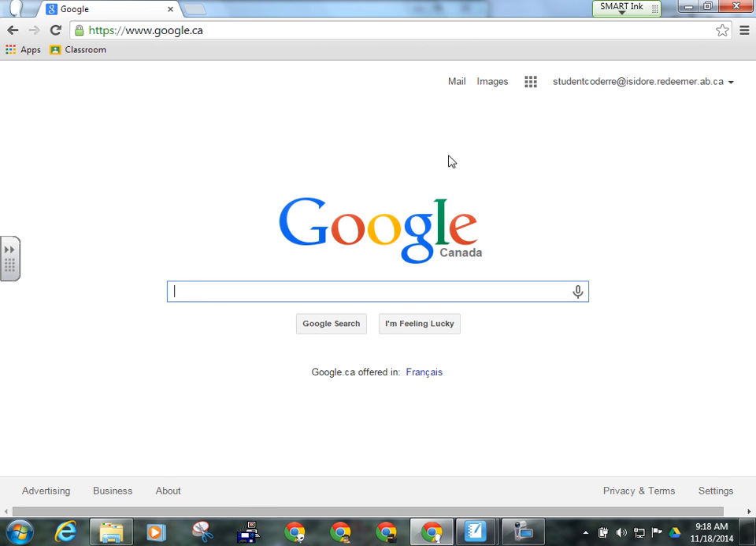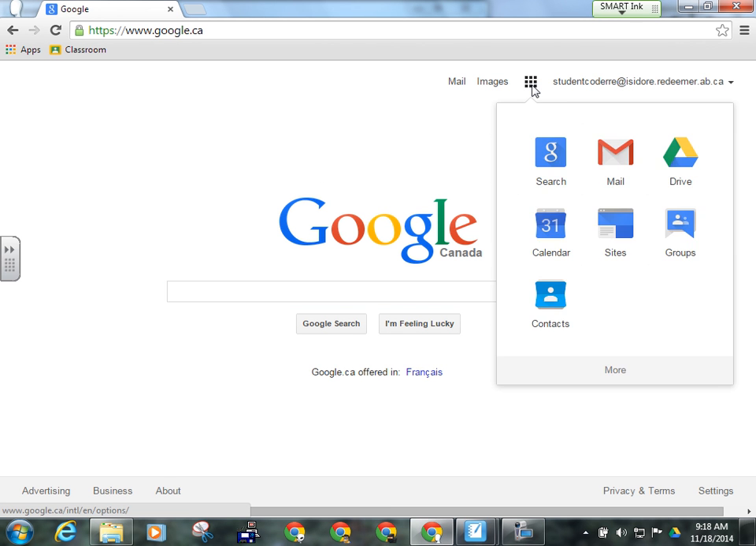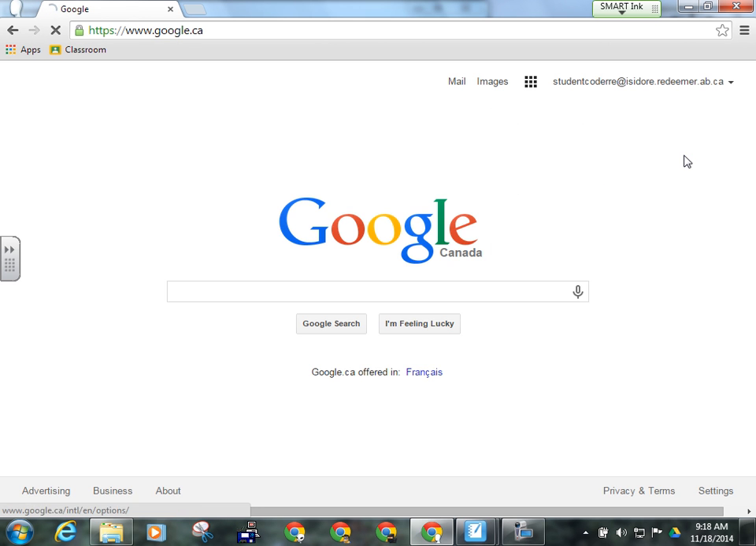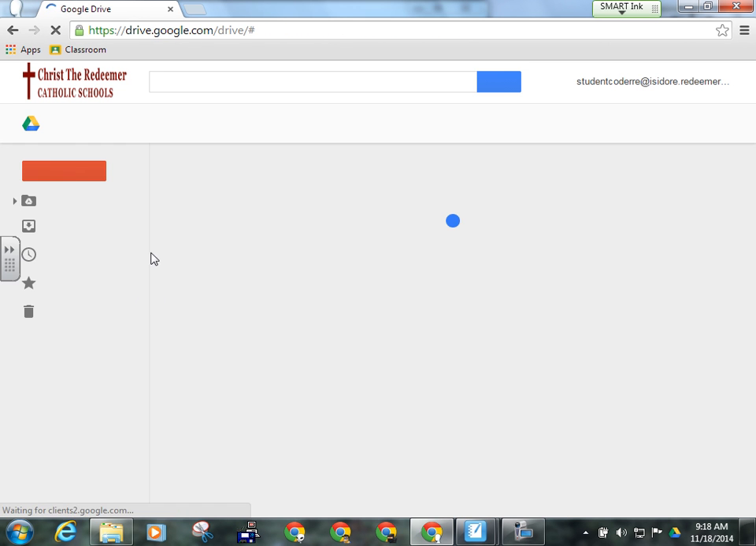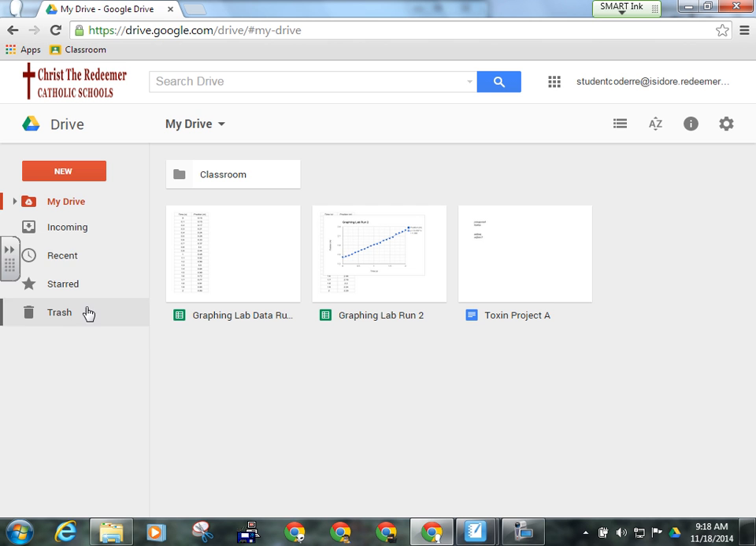So when you first get to Google, you're going to click on the little squares up here, and you want to go to Drive. You'll either have the old drive or the new drive. If you have the old drive, it'll say, take me to new drive. Click on that, and then it'll look like this. If not, you'll have a create button up here instead. But you might as well use the new drive. It really isn't any different.